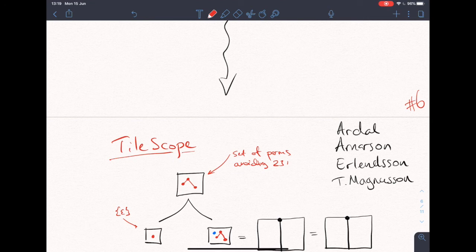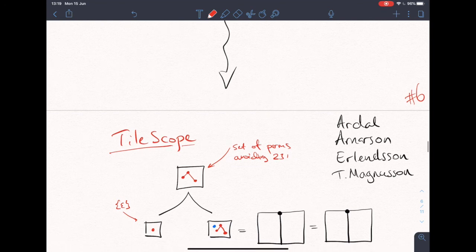Now you've all seen this argument a million times. Let's place the topmost point of the permutation. Of course you still need to avoid 2, 3, 1 on both sides.